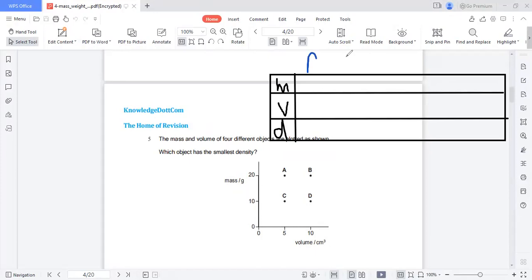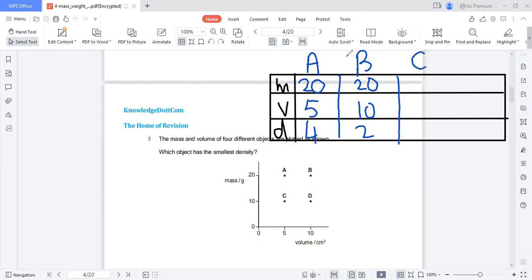In A, the mass is 20, volume is 5, and we know density is mass divided by volume, so it is 4. Let's consider the B case. Mass is 20, volume is 10, so density is mass over volume, which is 2.